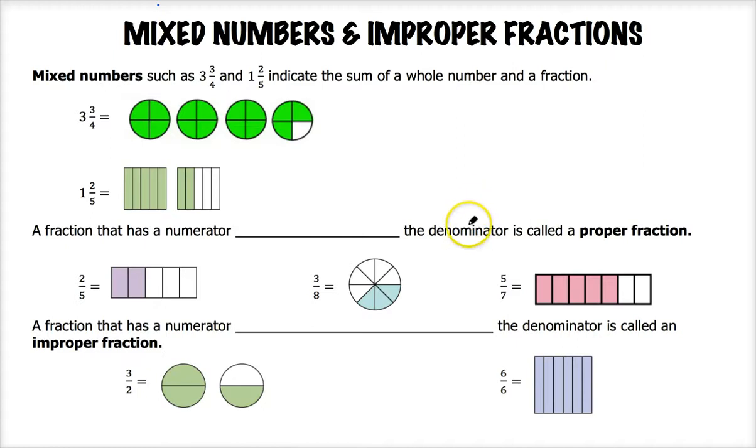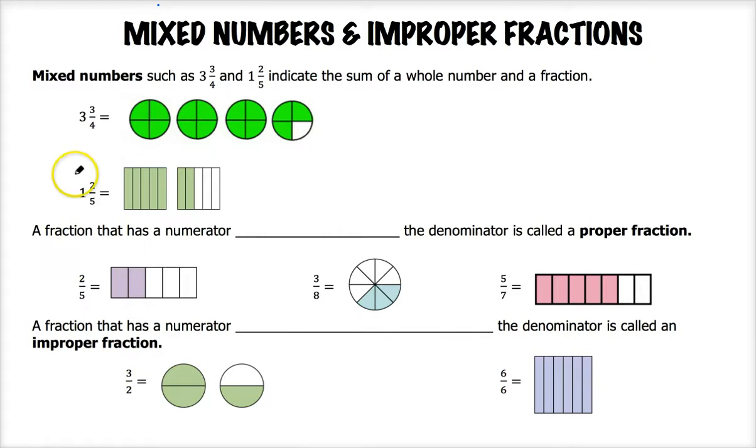So mixed numbers are numbers that contain both a whole number and a fraction. For example, 3 and 3/4 or 1 and 2/5. They indicate the sum of a whole number and a fraction. So 3 and 3/4 means 3 plus 3/4, 3 wholes plus 3/4 of a whole. And then 1 and 2/5 represents 1 whole plus 2/5 more.